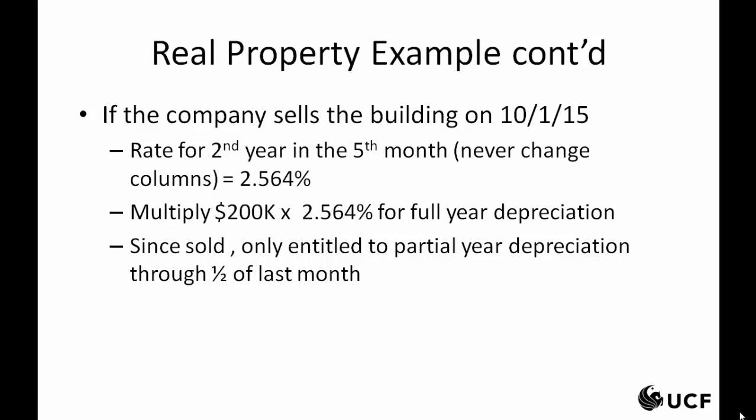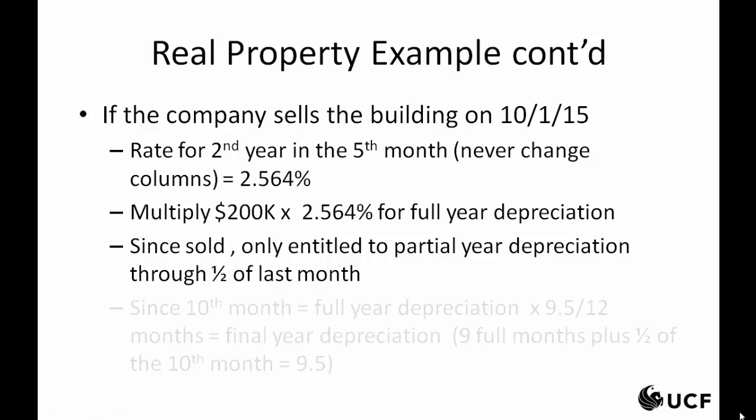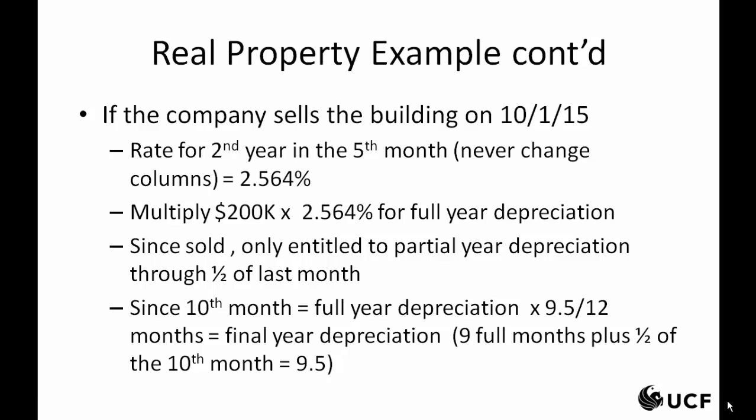Since it was sold, we're only entitled to a partial year depreciation through half of the last month that it was used. Since it was used through into the 10th month, then we're going to take the full year depreciation and we're going to multiply it times 9.5 out of 12 months. Therefore, the final year depreciation is going to be 9 full months plus half of the 10th month for 9.5 months. And that is how we do MACRS depreciation for real property.